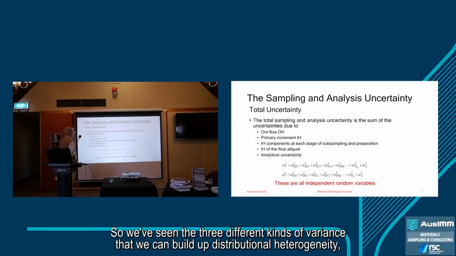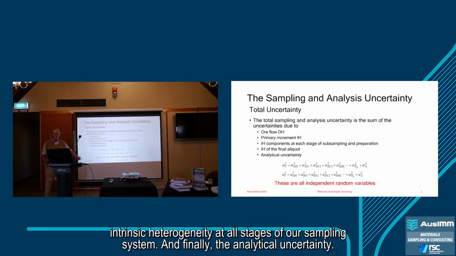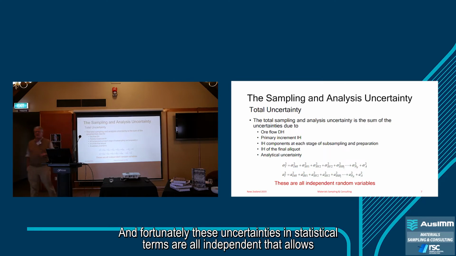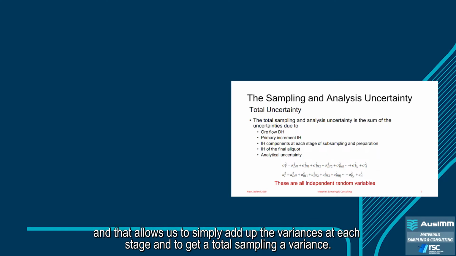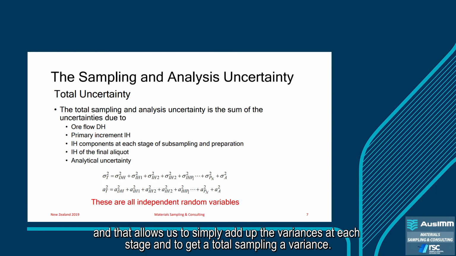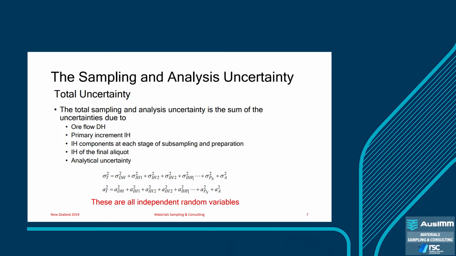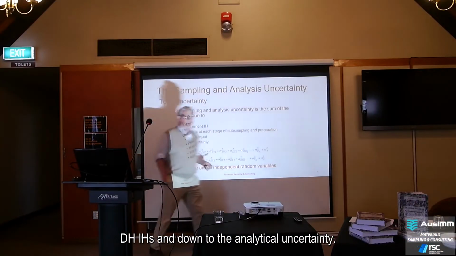So, we've seen the three different kinds of variance that we can build up: distributional heterogeneity, intrinsic heterogeneity at all stages of our sampling system, and finally the analytical uncertainty. Fortunately, these uncertainties in statistical terms are all independent. And that allows us to simply add up the variances at each stage to get a total sampling variance: DH, IHs, and down to the analytical uncertainty.